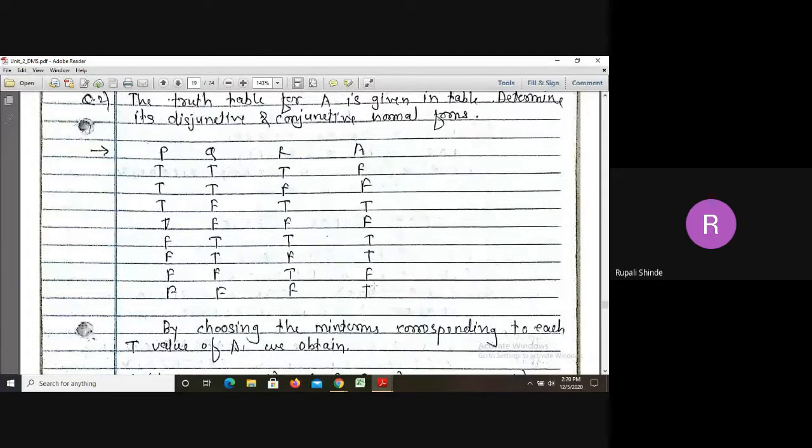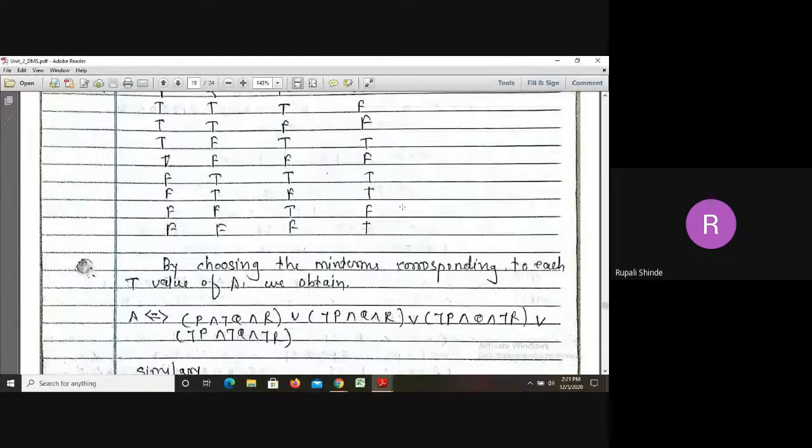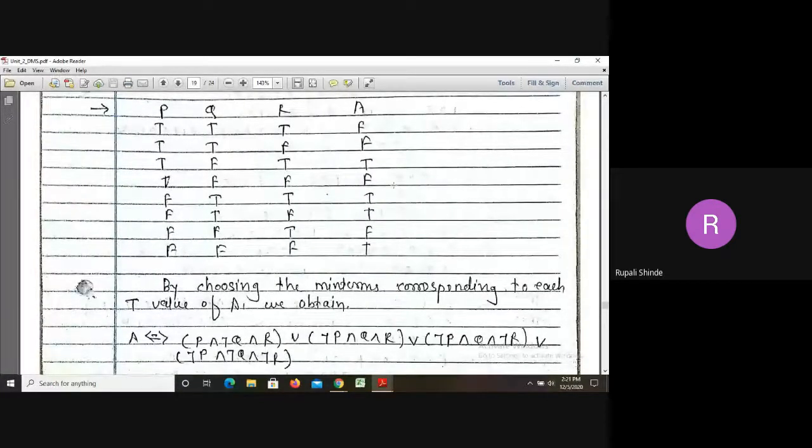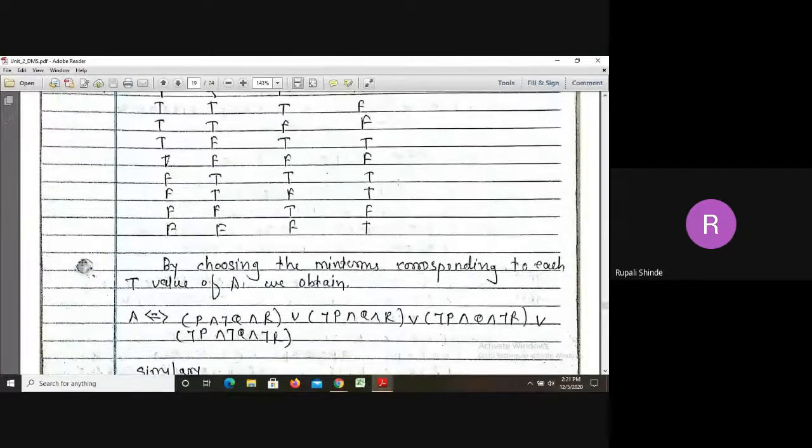So already we know that for PDNF we have to check for T's, where we have written T in the last column. If you consider this last column, T's are written over here, 1, 2, 3, 4. 4 T's are there, so that gives 4 min terms. Again, it consists of 4 F's, which gives us 4 max terms. So first of all, we are going to write the PDNF form, that is the sum of products form.